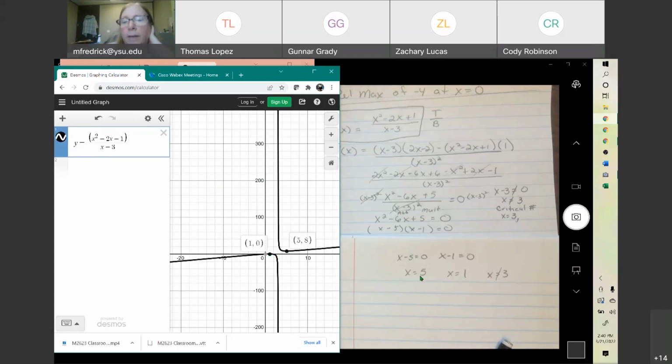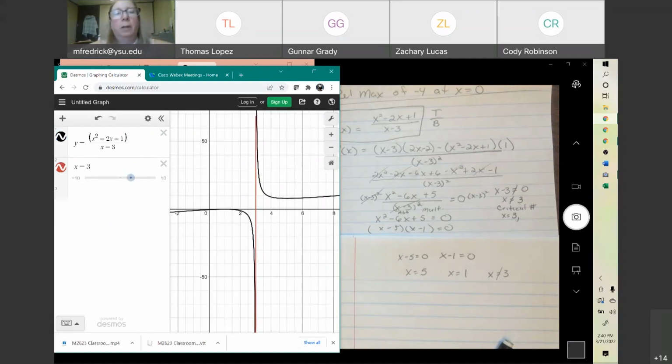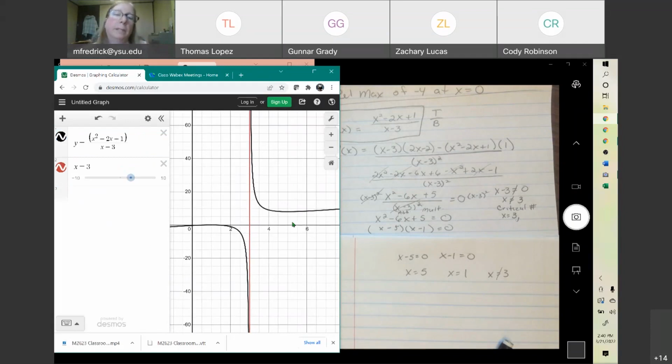It was 1, 5. Now 3. 3 is an asymptote that's going through here. If we look at x equals 3, it is a line, and it looks like it's touching it, but it's actually not. If I spread this out more, this is an asymptote, so it won't be a max or a min because it's getting close to it, but it's not going to touch it.